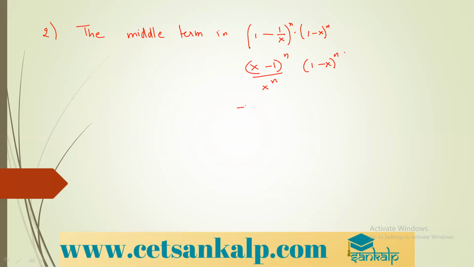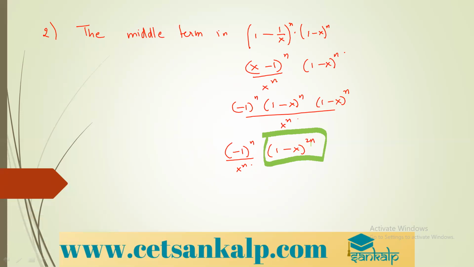Or I will take minus 1 power n common. So it will become 1 minus x power n into 1 minus x power n whole by x power n. So that is I have minus 1 power n, 1 minus x power 2n by x power n. Now I will be finding the middle term in this expansion, because the power is an even number. This 2n is an even number.